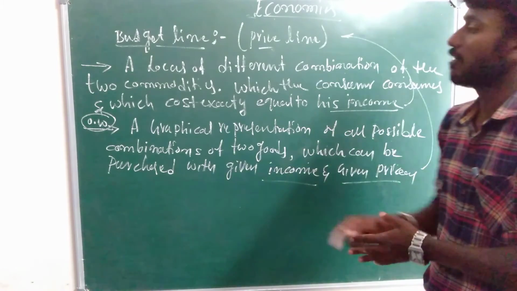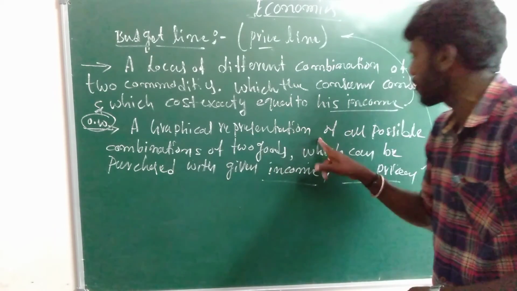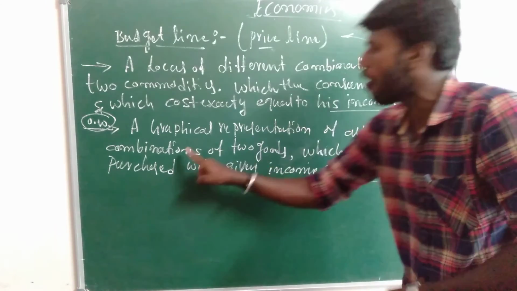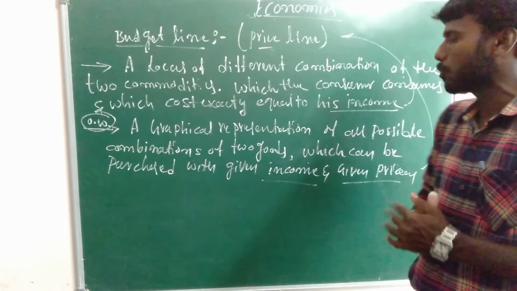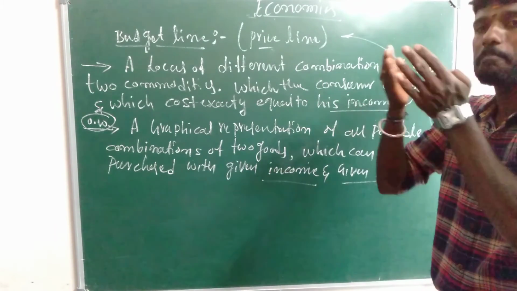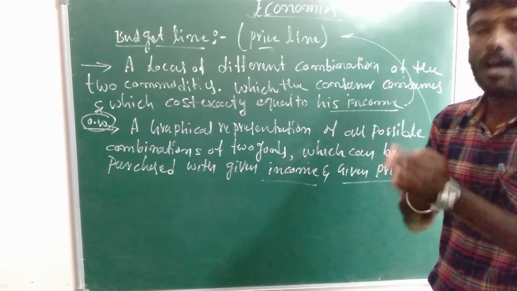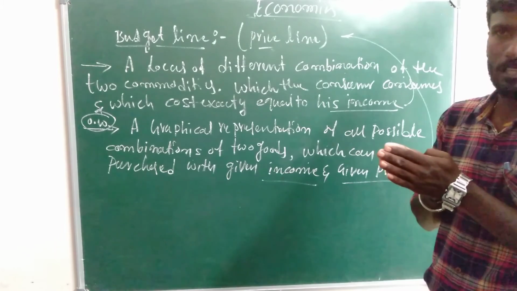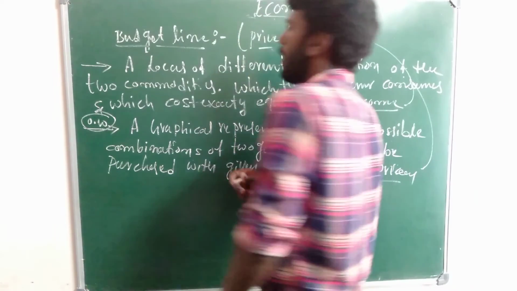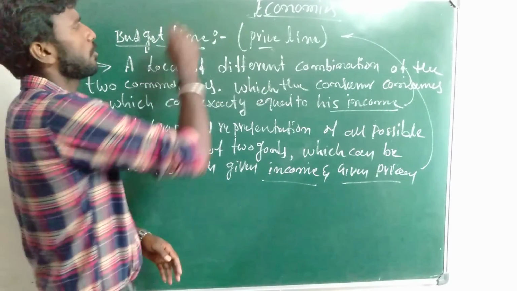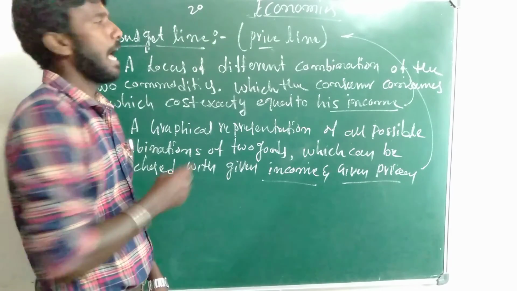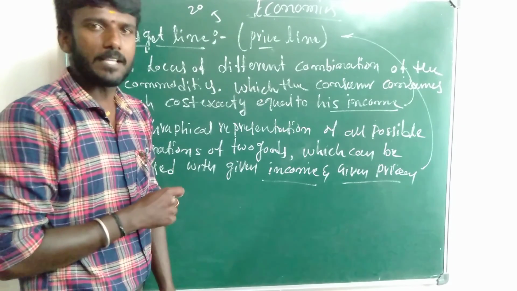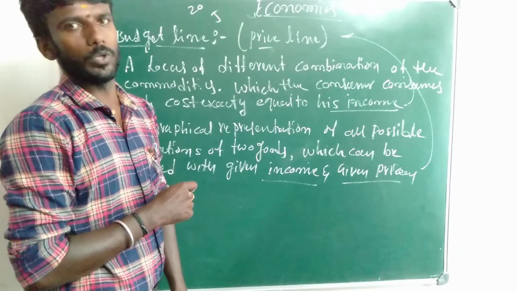That is what I am saying here, a graphical representation of all possible combinations of the two commodities which can be purchased at the given prices and the given income. See, for example, let us consider an example, that is, 20 rupees income and 5 rupees price for each good in the market.